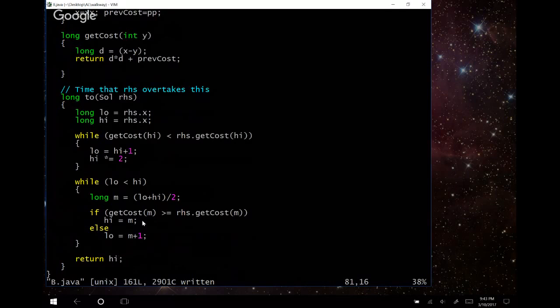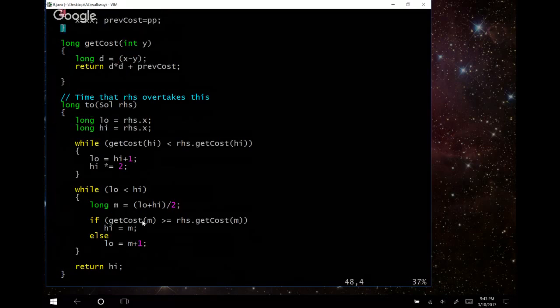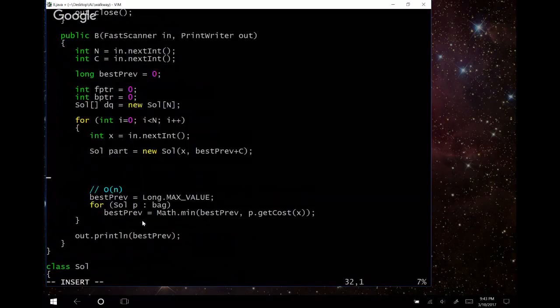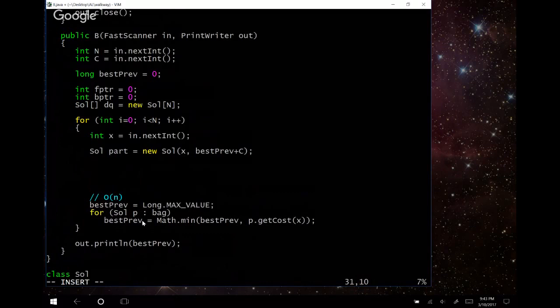There we go. So we have the upper bound on our binary search. This basically just tells me when this gets overtaken. I'm just binary searching for that position. Okay, so let's modify the rest of this. So I can't put it in the bag just yet. So I'll modify this maintaining the invariant piece.